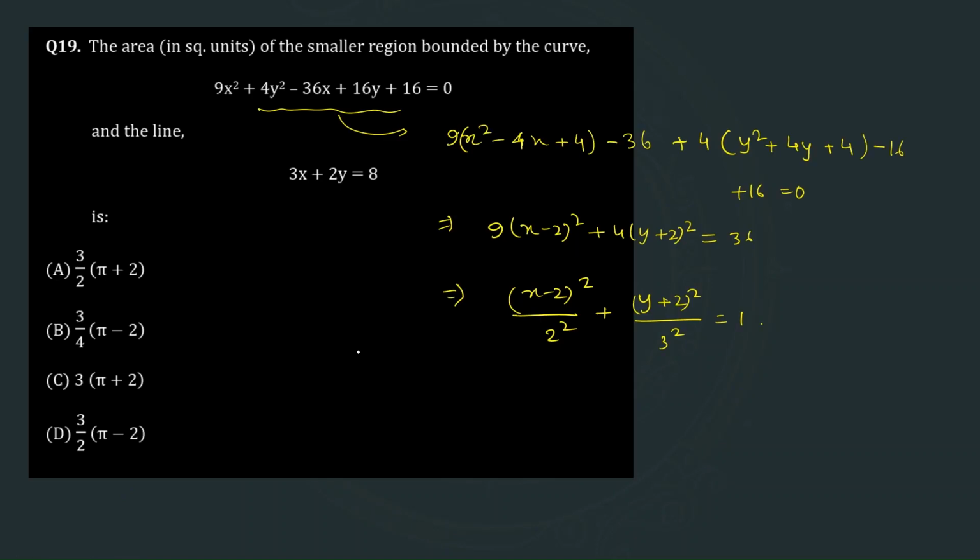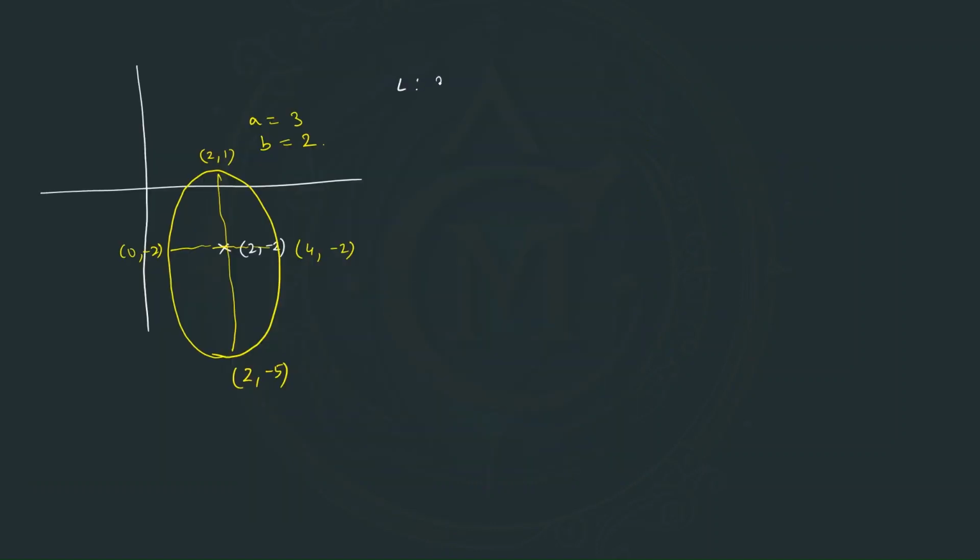Okay. Now if we closely observe this line, let's say this line is L. So L is 3x + 2y = 8. This line actually passes through the points (2, 1) as well as (4, -2), because 6 + 2 is 8 and then 12 - 4 is also 8. So this line passes through these points like this. This is the line L.